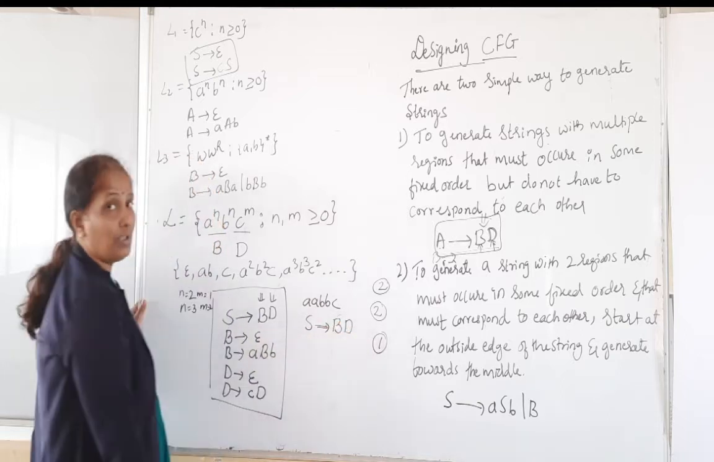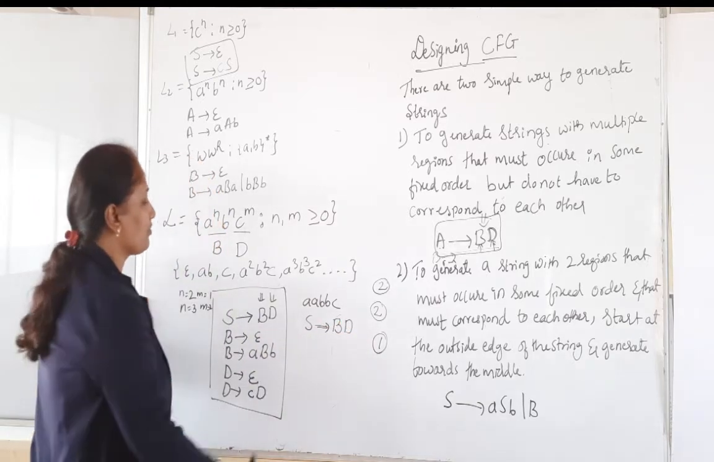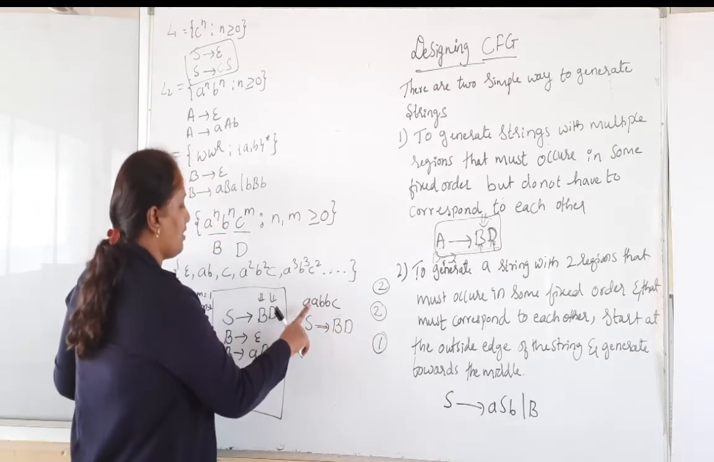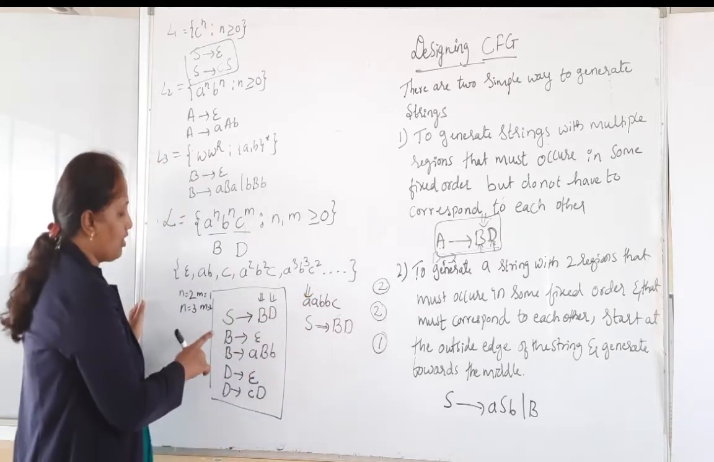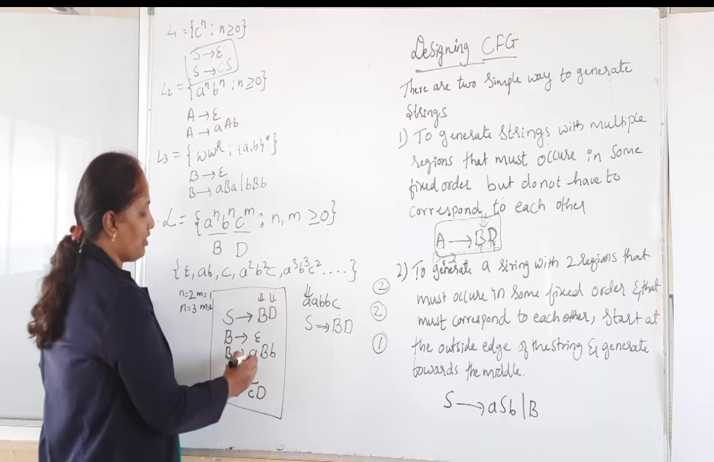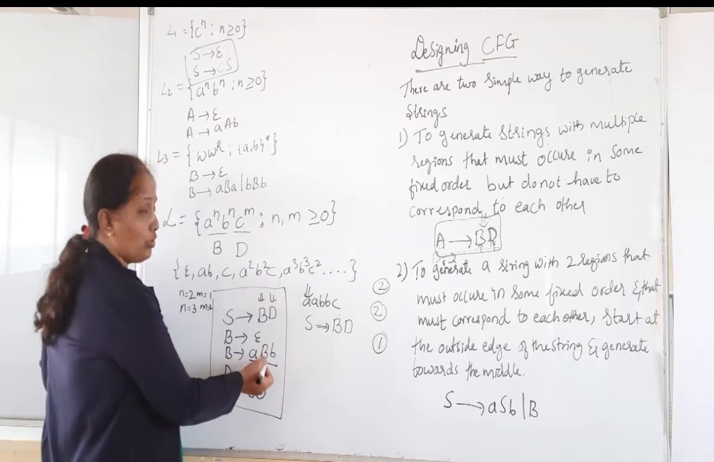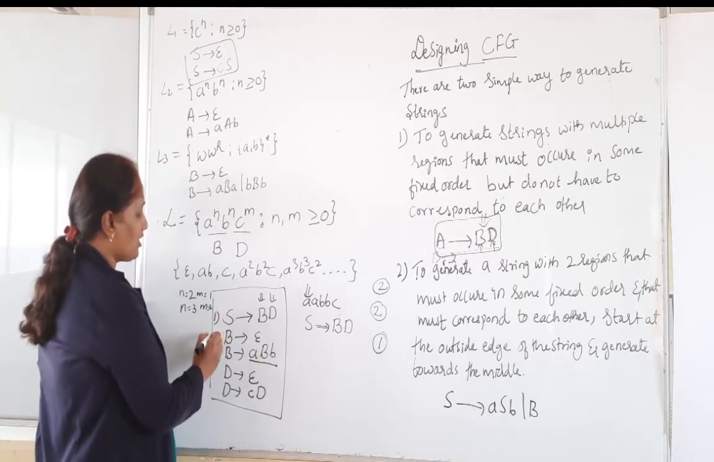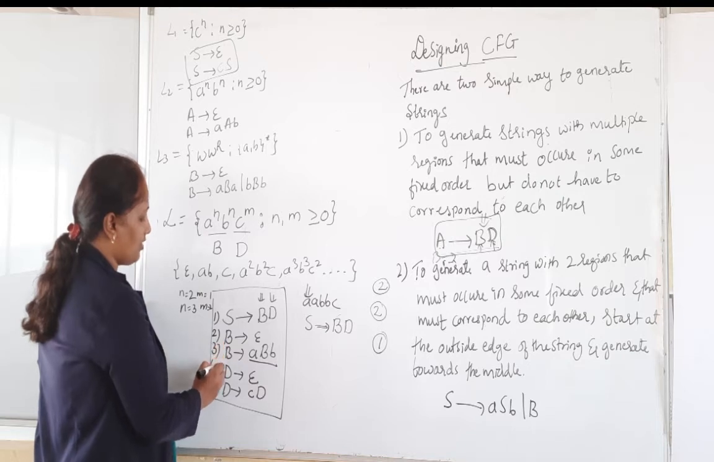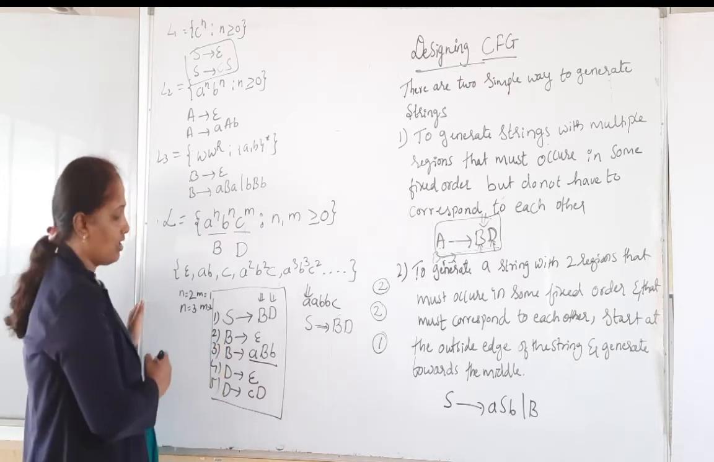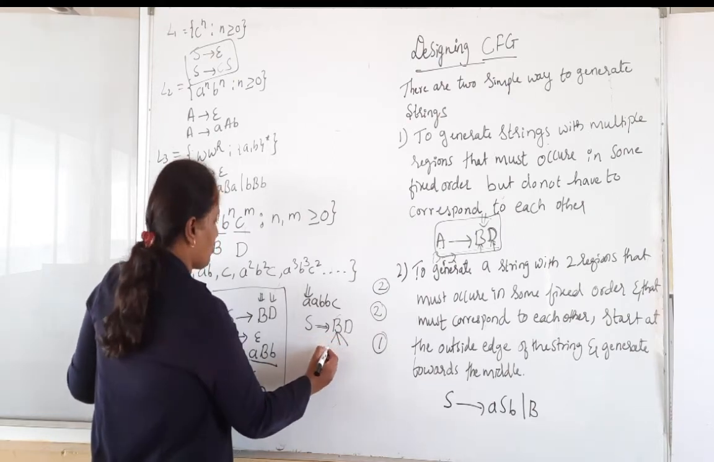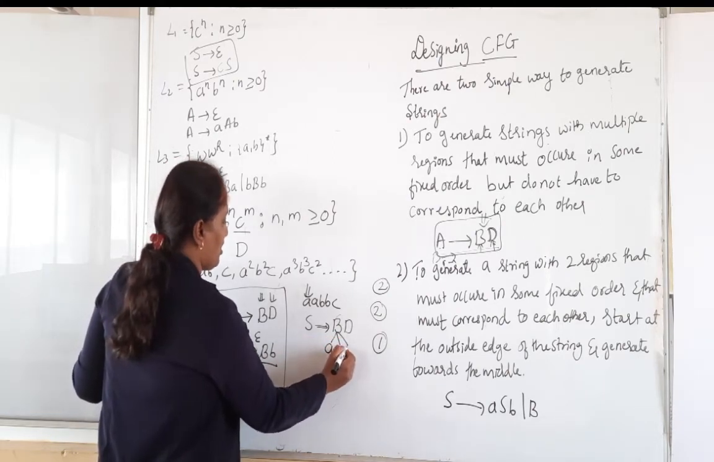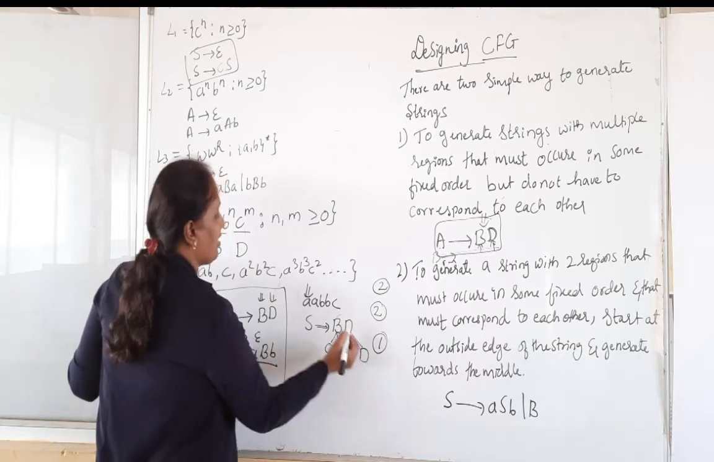S derives BD. Next, what must I derive for this B? It should accept the first input character. B has two productions. Which one am I going to consider? I am going to consider the third production. So this is the first, this is the second, this is the third, this is the fourth and this is the fifth production. Based on the third production, I will define this B as a B b, and this D I will write as it is.